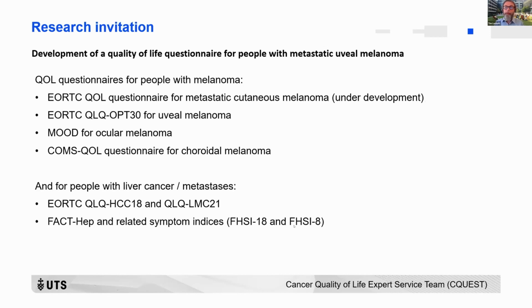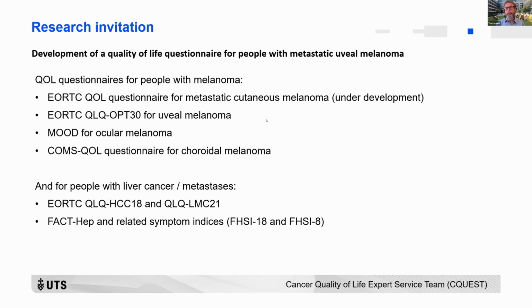So the quality of life questionnaire is currently available for melanoma. There is one under development for metastatic cutaneous melanoma, and we've been in touch with the EORTC team that's developing that, and they agree that probably the issues are going to be very, very different for metastatic uveal melanoma. There is the OP30 for uveal, the MOOD for ocular, and the COMS-QOL for choroidal.